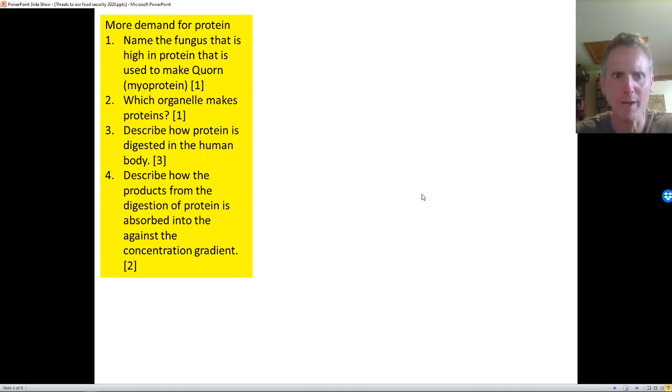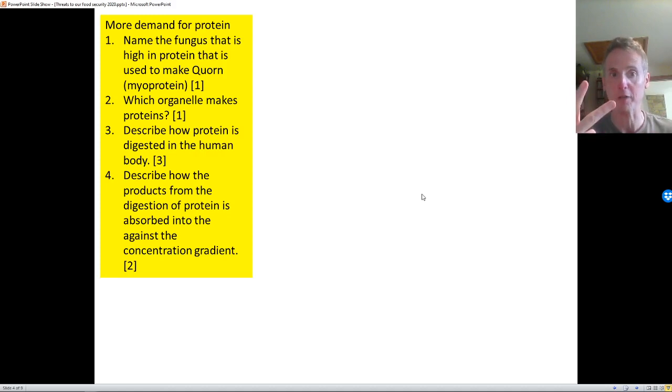We do an entire lesson on that in Year 11 about how it reads the genetic code to make the exact protein you want. Number 3, describe how protein is digested in the human body. So what part of the body do proteins get digested in? Is it the mouth? No. Is it the stomach? Yes. Stomach, 1 mark. What enzyme is released in the stomach? Protease, 2 marks.